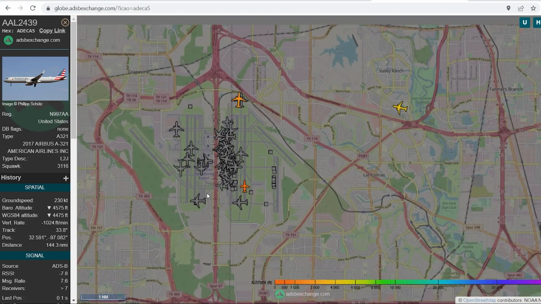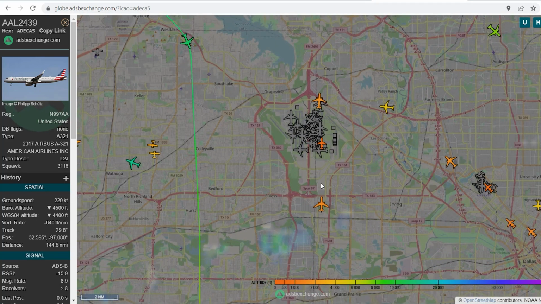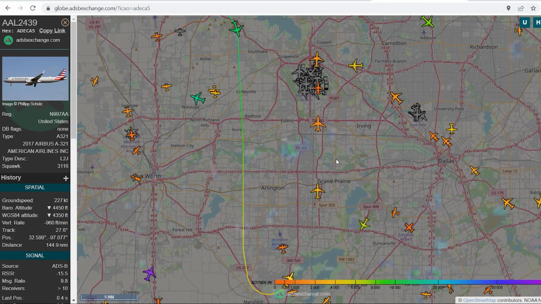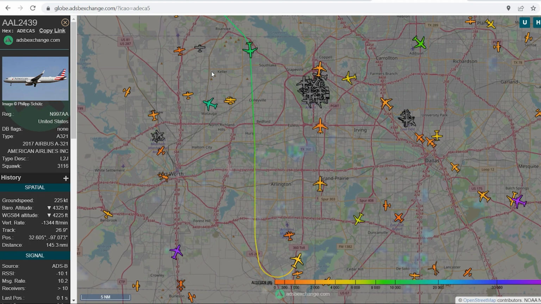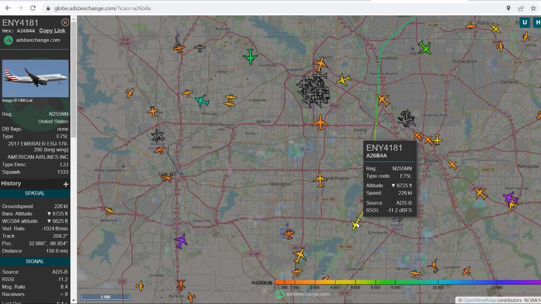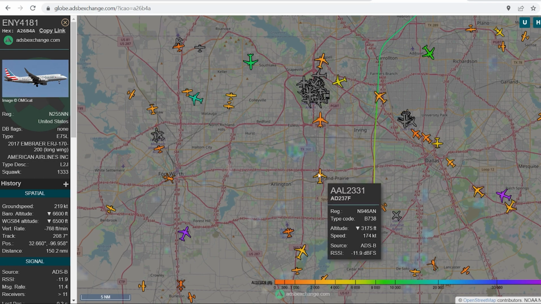But anyway, you can see here that at large airports, just like small airports, there is a traffic pattern in place. Of course, at Dallas-Fort Worth, the traffic pattern is measured in miles, but there is certainly a traffic pattern in place. And since they have parallel runways, you can see the planes that are over here on the left-hand patterns use the left-hand runways. The planes over on the right-hand patterns use the right-hand runways. Here we go, Envoy 4181, they're about to turn, and they're going to turn final here and follow American 2331.